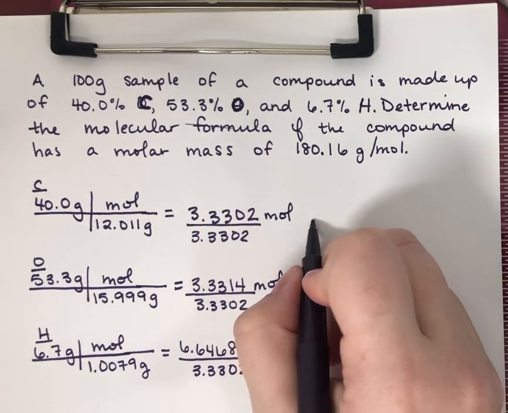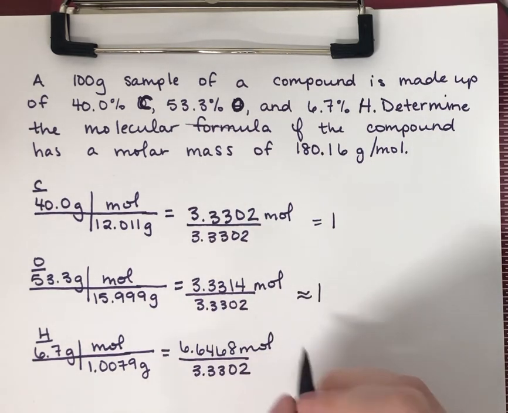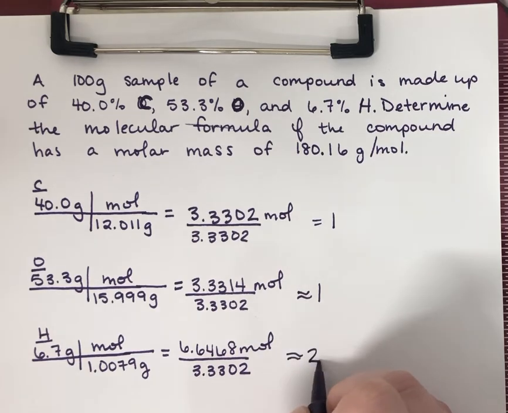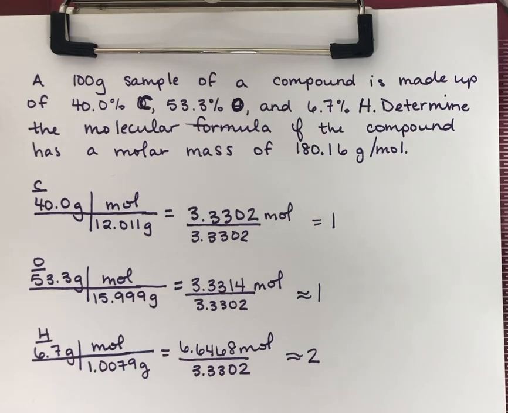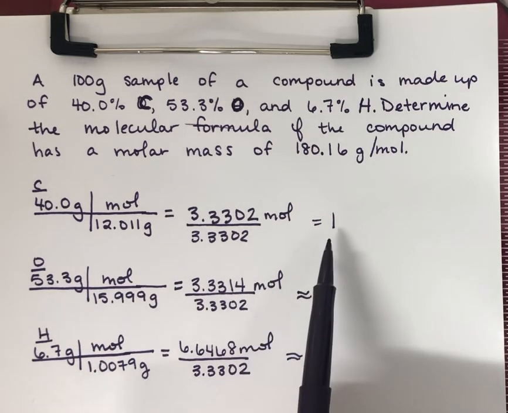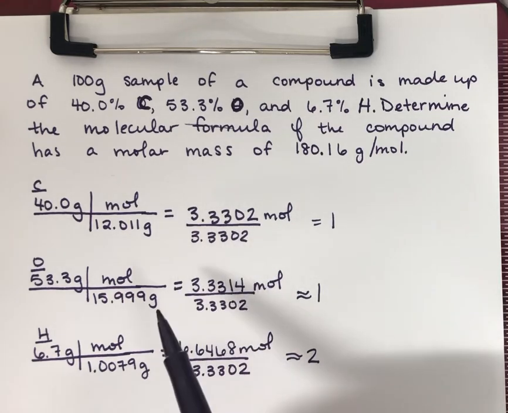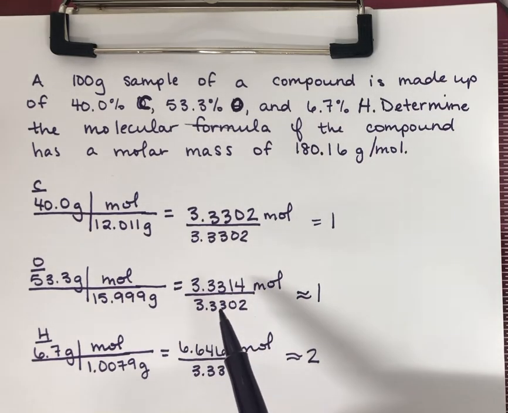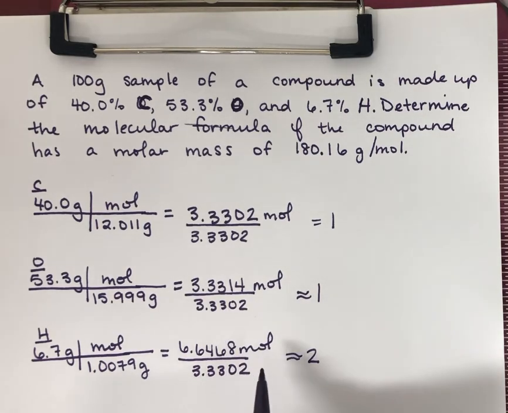Here we're going to get 1. Here we're going to get about 1, right? Those are really close. And here we're going to get about 2. It's important to note whenever you're doing these problems, it's not going to come out perfect, like 1, except for the smallest one divided by itself. They're going to be 1.0 something or 0.99, whatever, 2.11. You're rounding to see what the closest whole number is.